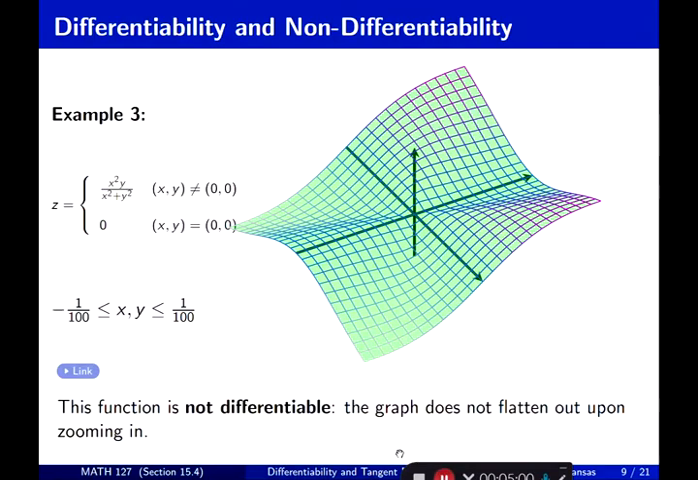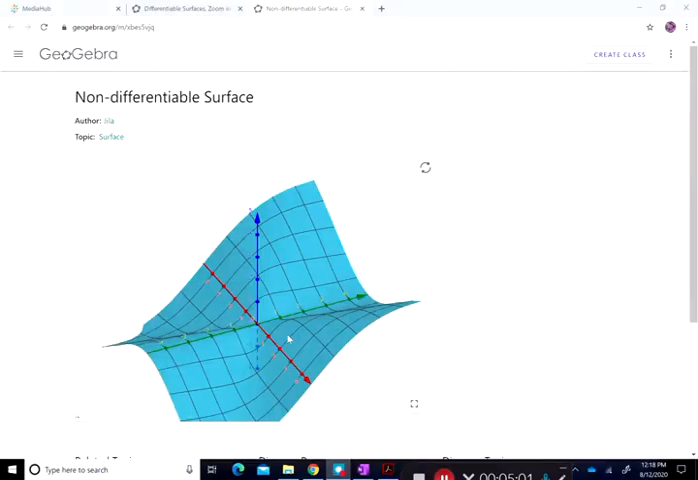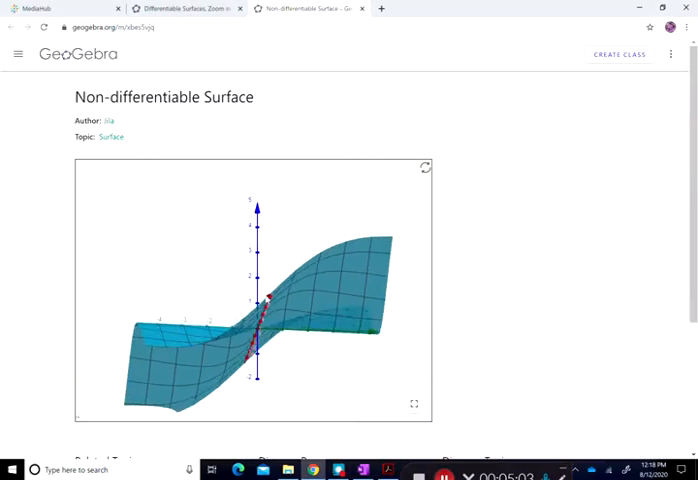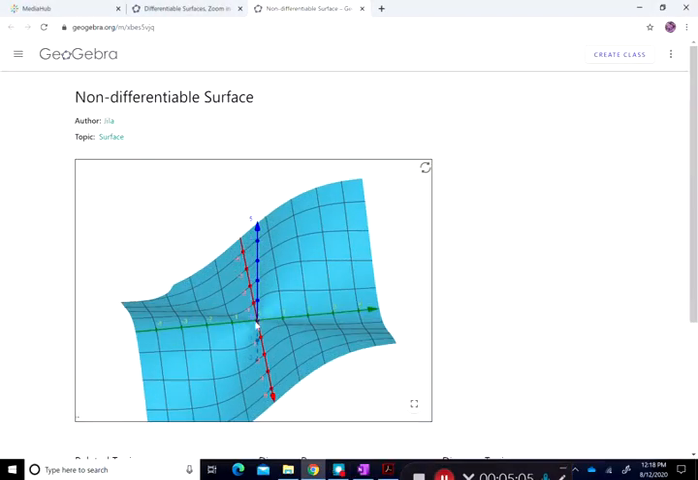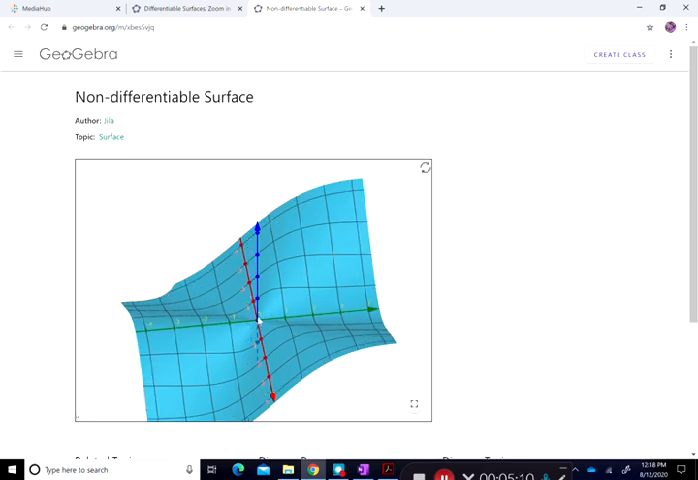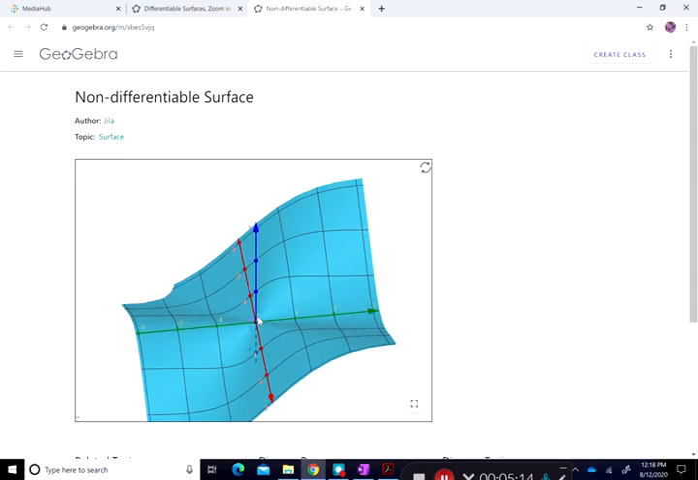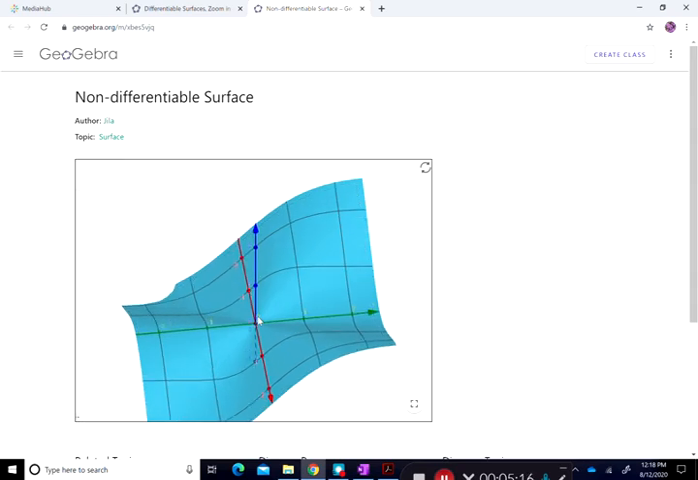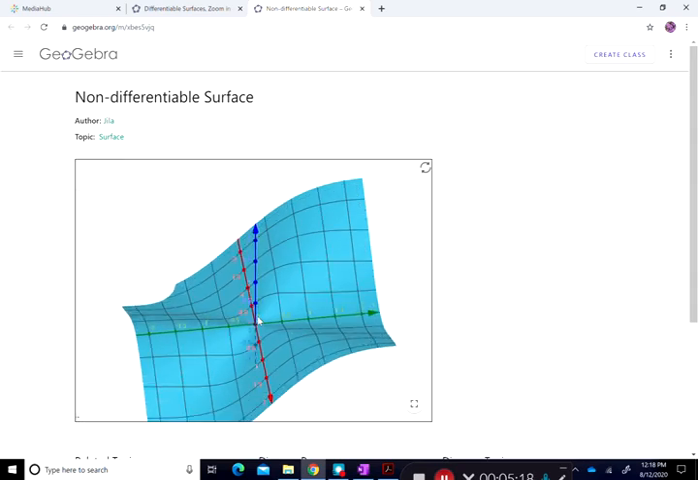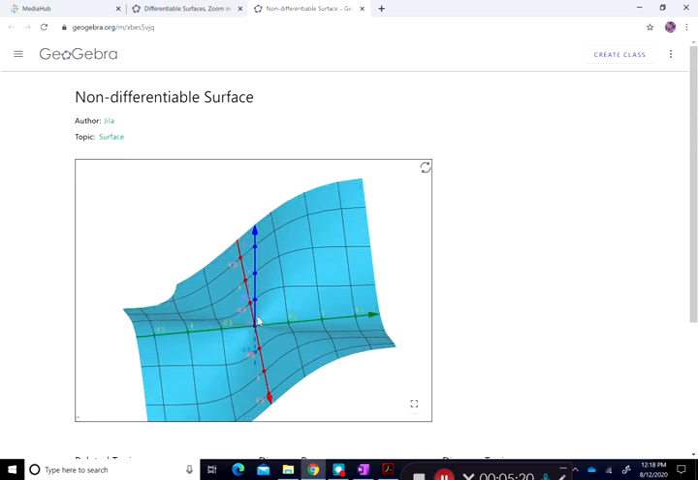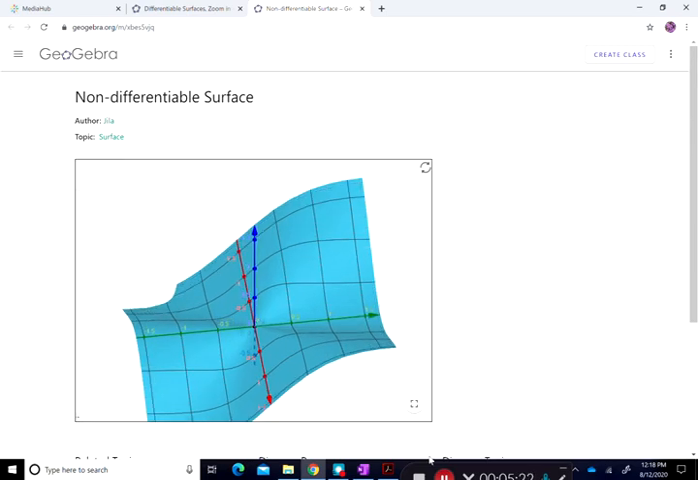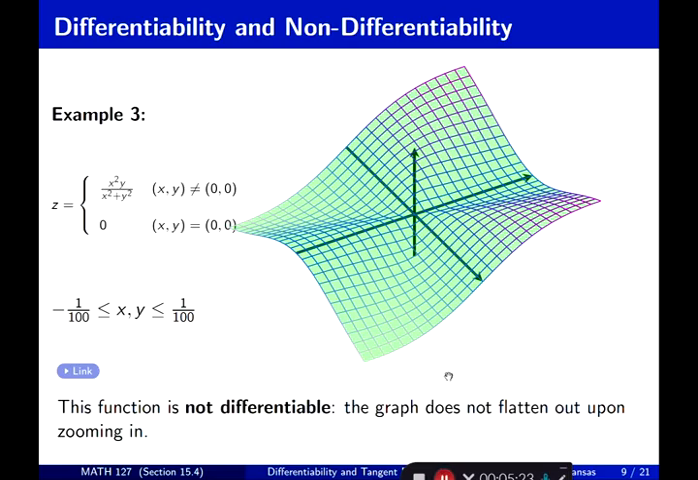And let's go to the link. So here in GeoGebra, I'm trying to zoom in at this point. I zoom in and zoom in and zoom in, and it still has the crease going on forever and ever. And so it's not flattening down. So that's the basic idea.